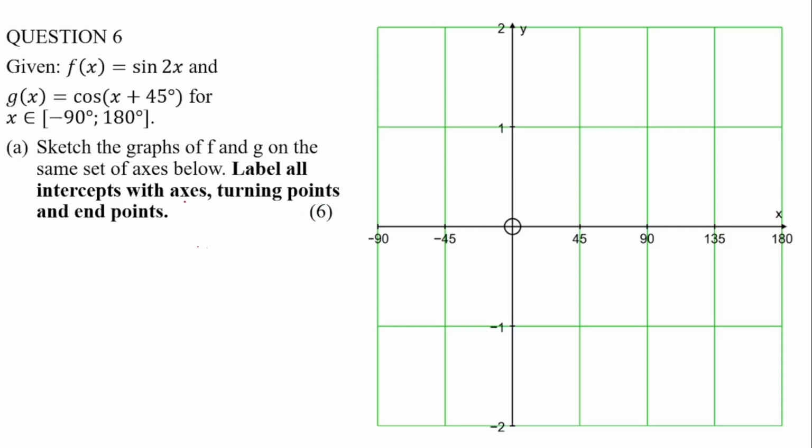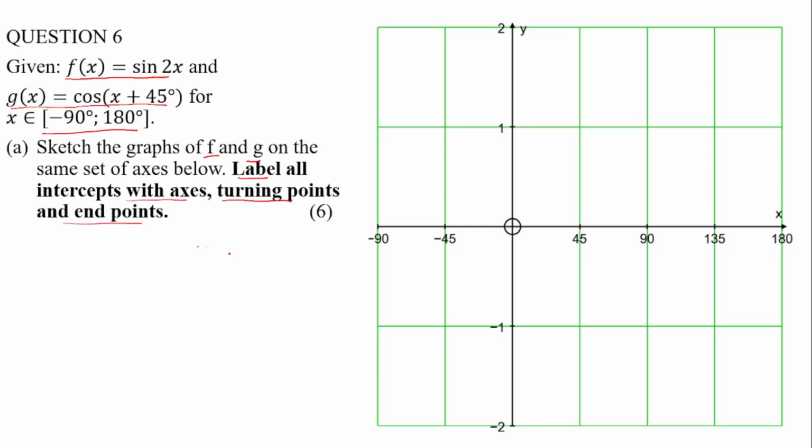Welcome back. Let's do question 6. Given f(x) = sin 2x and g(x) = cos(x + 45°) for this domain, we are required to sketch the graphs of f and g on the same set of axes. And then we're required to label all the intercepts with the axes and also the turning points and end points.